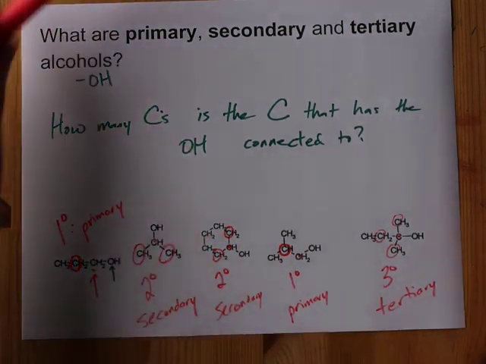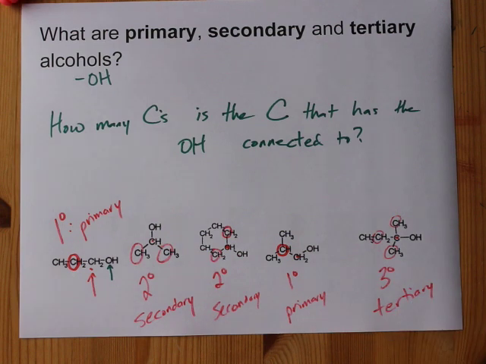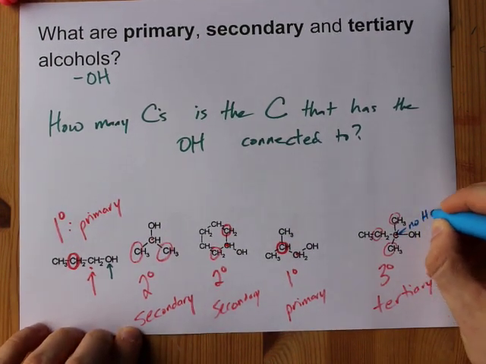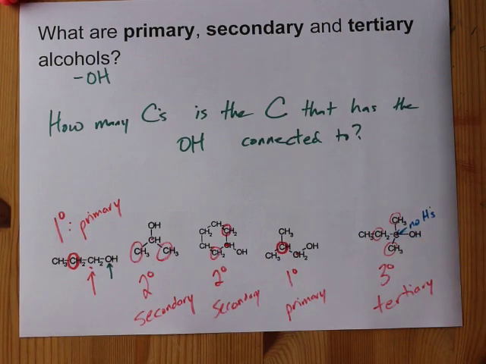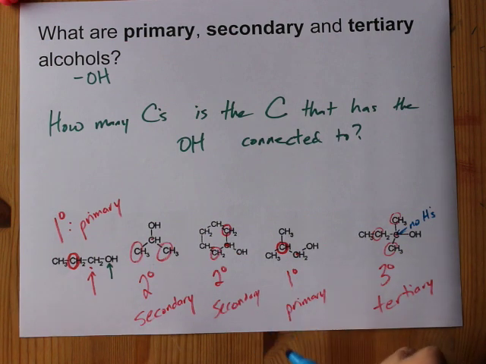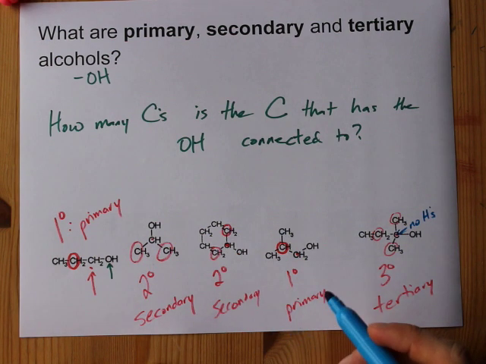Now I want to point out that all tertiary alcohols have no H's on the carbon that you're investigating how many carbons it's connected to. It's because if that C is connected to OH and then it's also connected to 3 other C's, there's no room for any H's on there.